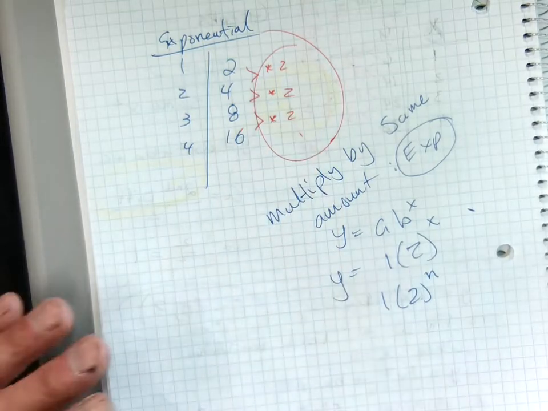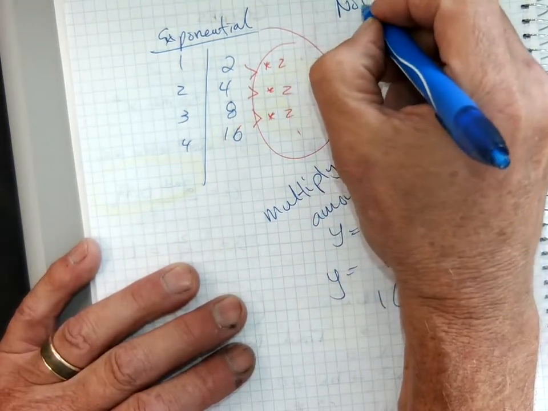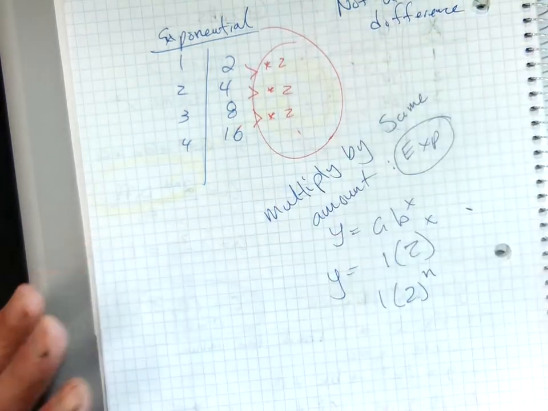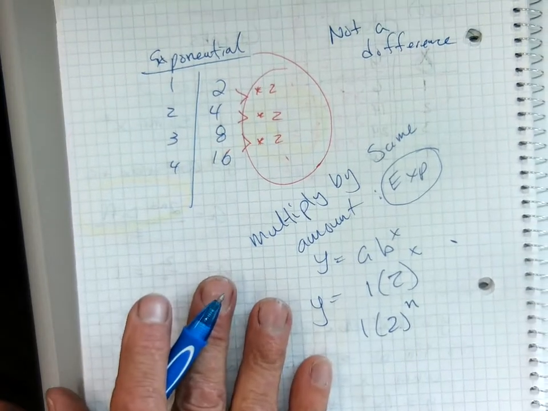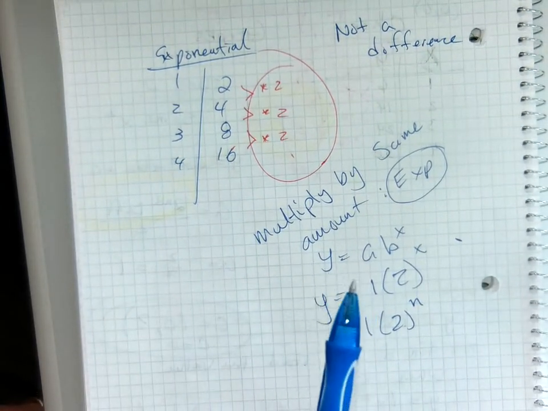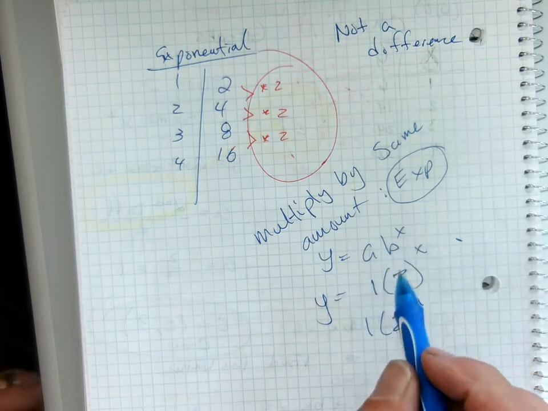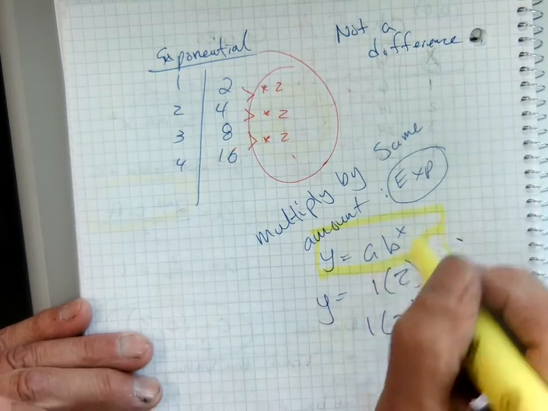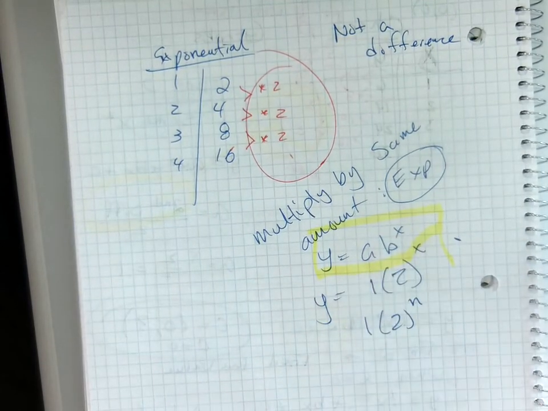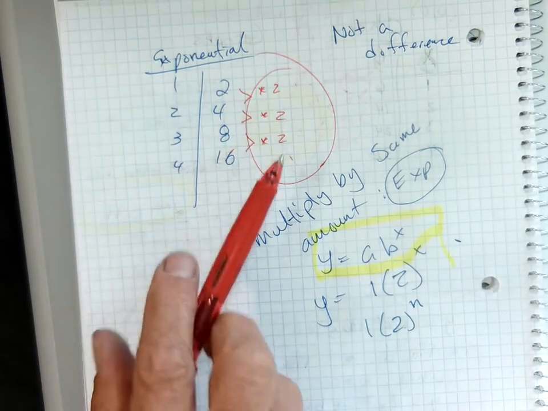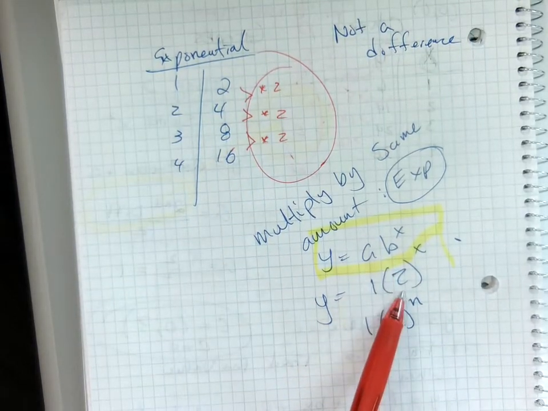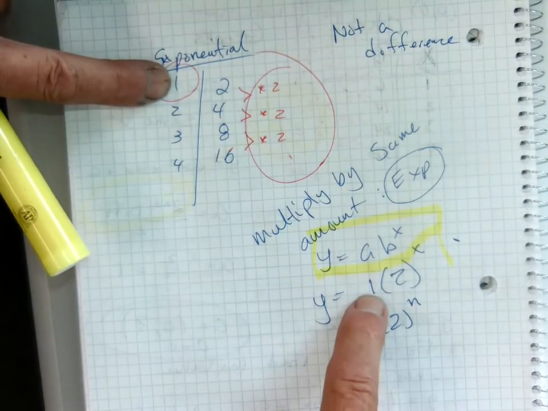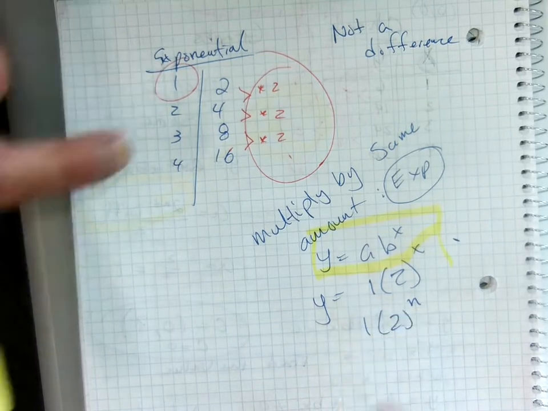So it's not a difference. So it won't be any kind of polynomial, but it will be exponential because it is multiplying by 2. So here's our formula for exponential: y equals a times b to the x. And so I know I'm multiplying by 2, so my rate or my base is 2. My beginning is 1, and I know it's to the x power. And that's how I got my answer.